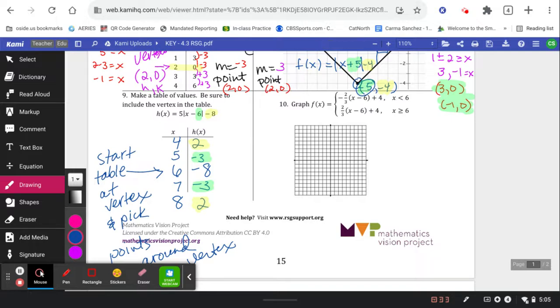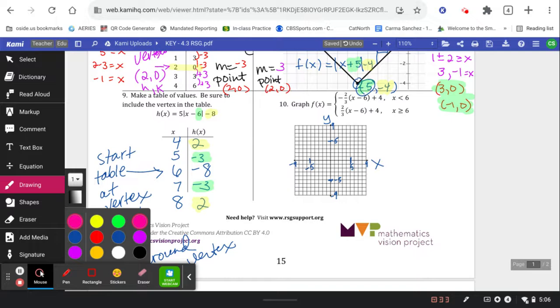Okay, last but not least, number 10, graph this function. Step 1 of every graph, label and scale your graph. 1, 2, 3, 4, 5 marker, 6, 7, 8, 9, and so on along each axis. Okay, labeled and scaled, graph is ready to go.